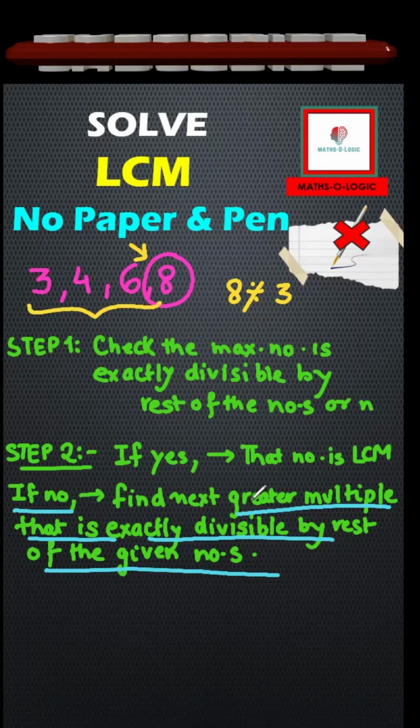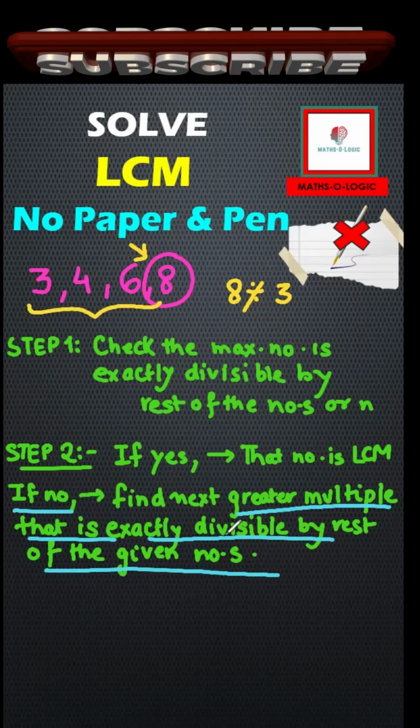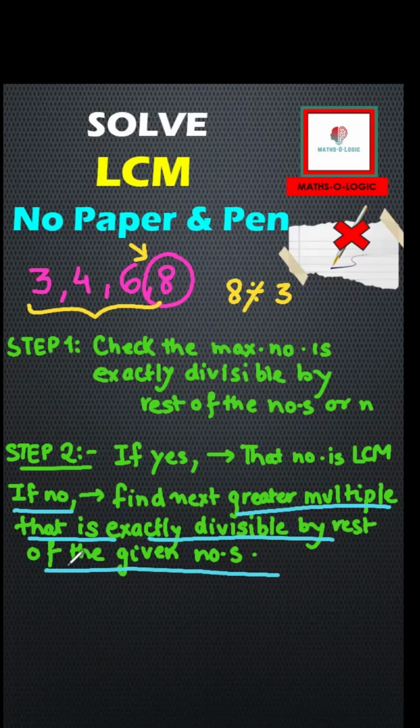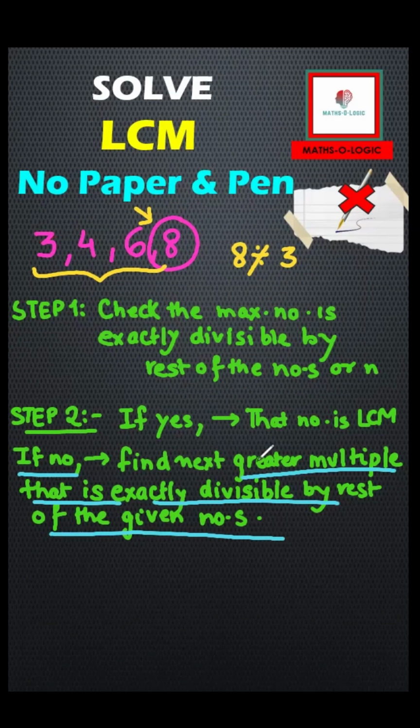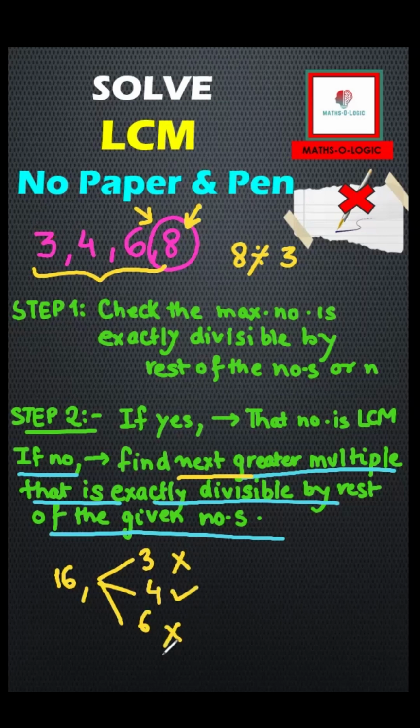So the next step is to find the greater multiple that is exactly divisible by the rest of the given numbers. So I want to find the next greater multiple of 8. So 8's next multiple is 16. Just check whether it is exactly divisible by 3, 4, or 6. It's not divisible by 3, it is divisible by 4 and not with 6.